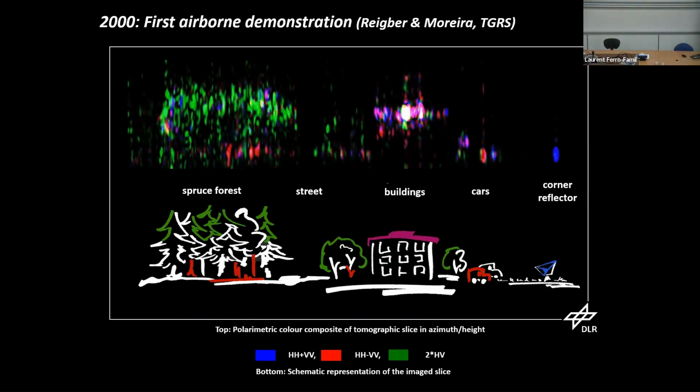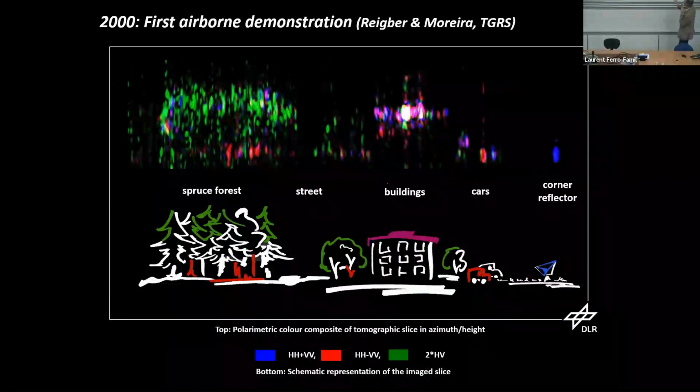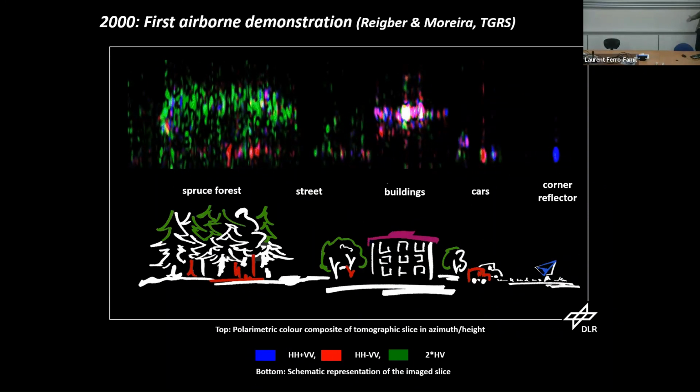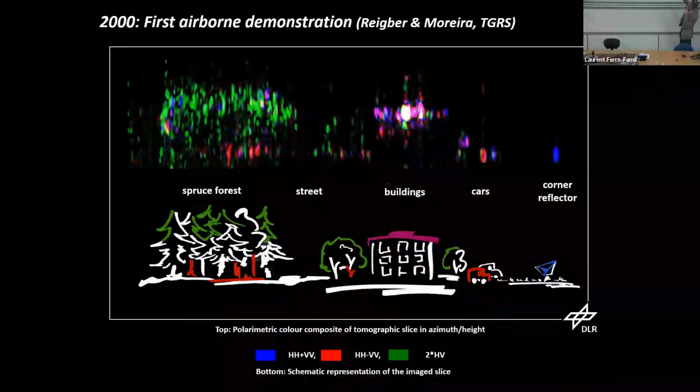Here is a first example. Zoom is blocking the title of this slide, but this is an excerpt from the first airborne demonstration of SAR tomography by Reigber and Moreira from DLR. This is from the year 2000, so some 23 years ago. And this is a representation of what was there: spruce forest, buildings, cars, and a corner reflector. And up there is a vertical section of what is seen by a tomographic survey. So you see the forest, the buildings, and so on.